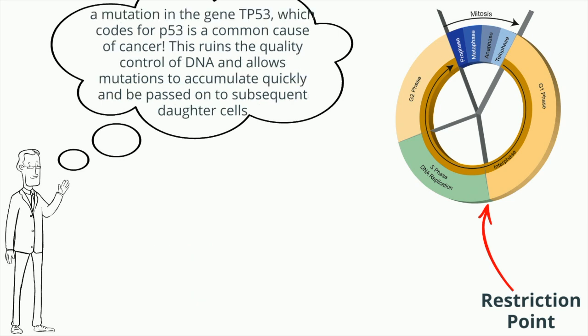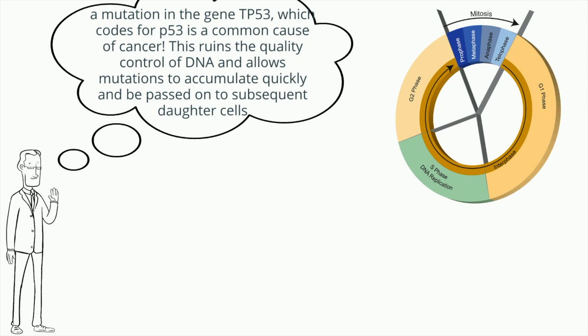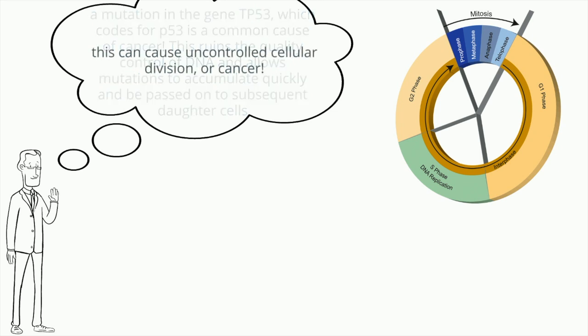A mutation in the gene TP53, which codes for p53, is a common cause of cancer. This ruins the quality control of DNA and allows mutations to accumulate quickly and be passed on to subsequent daughter cells. This can cause uncontrolled cellular division or cancer.